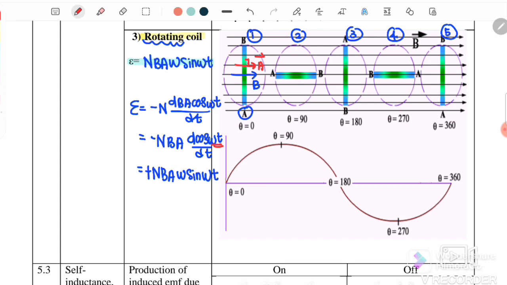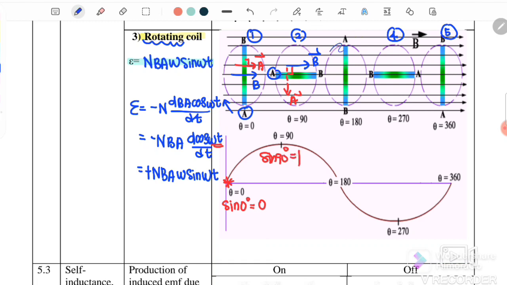Therefore, both of them are 0 degree. So sine 0 degree, you will get 0. Okay, so this is our first point. Second diagram, B is to the right and the vector A is actually going downward. Both of them are 90 degree, so sine 90 degree actually equals 1.